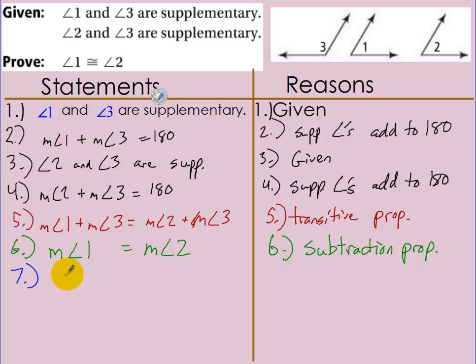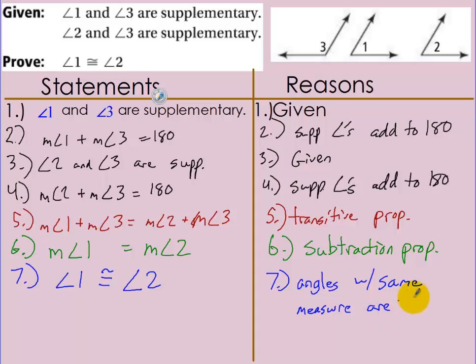Alright, so my next step, now I know measure angle 1 equals measure angle 2. Well, my last step here, I can just say angle 1 is congruent to angle 2. And that's because if angles have the same measure, they are congruent. So angles with the same measure are congruent. And there's my proof. So I'm given some information that these are supplementary. I can actually go through those steps and prove it.